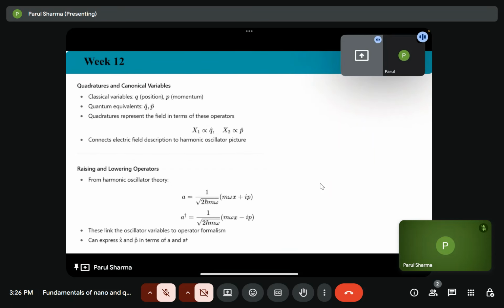A is equal to 1 upon root 2 h cross m omega times (m omega x plus iota p), where A dagger is equal to 1 upon root 2 h cross m omega times (m omega x minus iota p). Right? Now I want to find out the value of x and p in terms of A and A dagger.